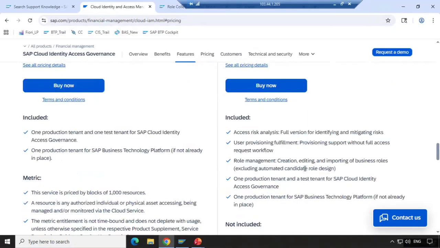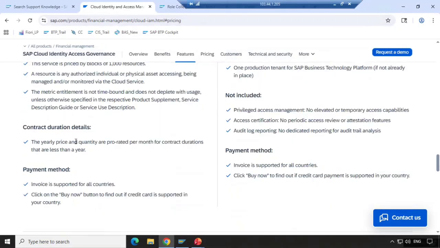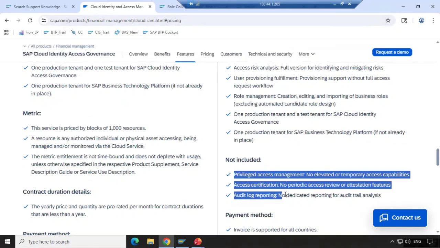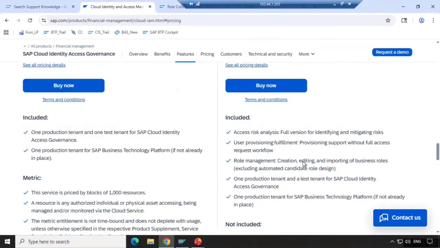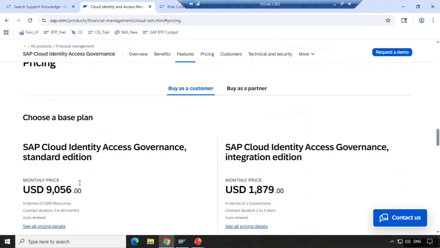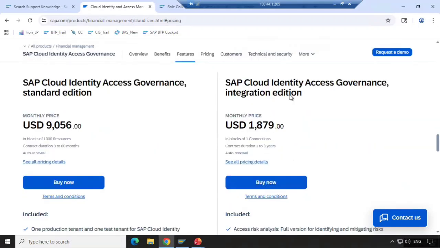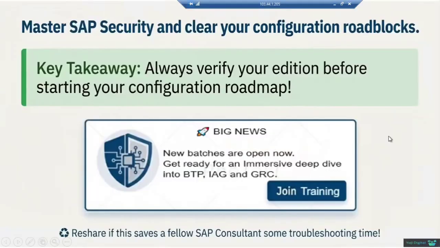Why? Because here you don't have many features. There are limited features in the integration edition, but in the standard edition, you have all features. You can see all the features are available here. Only for the integration edition, you can see not included. Privileged access management is not included. Access certification is not included. Access request management is partially available, not fully. Only for the provisioning part it is available. So you can see the price difference clearly. This is the full suite and this is the integration suite. So these are the major differences between the enterprise edition and the integration edition.